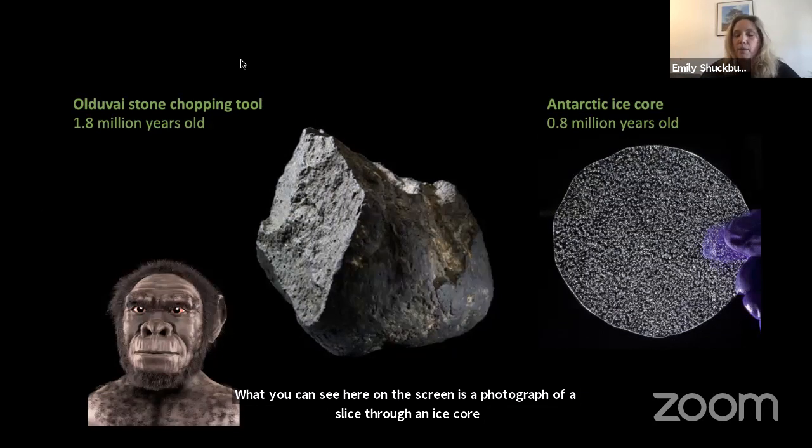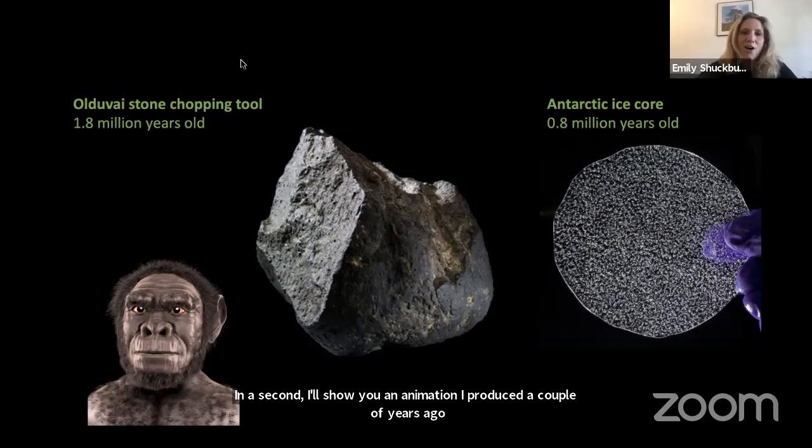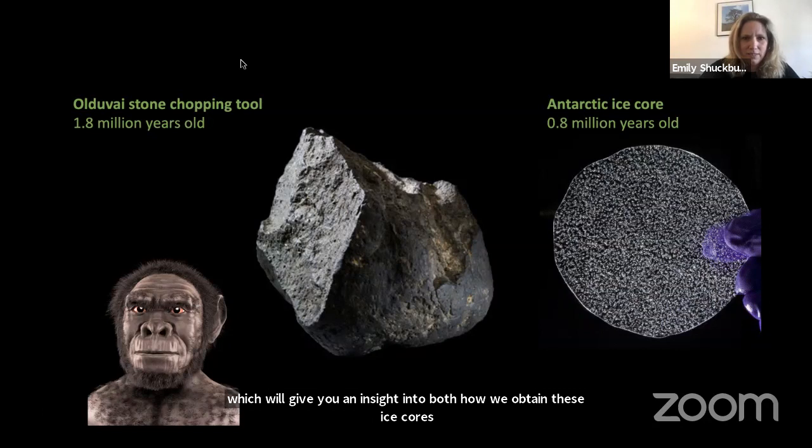And as I will show you in a moment, it's those tiny bubbles of air that are ancient air, in this case coming from almost 1 million years ago, that tell us what the atmosphere was like in the past. Now, what I'm going to show you in a second is a little animation that I produced a couple of years ago with children's author Chris Horton for the Hay Festival in collaboration with the Natural Environment Research Council, which will give you an insight into both how we obtain these ice cores and what they actually show us. So let's see.